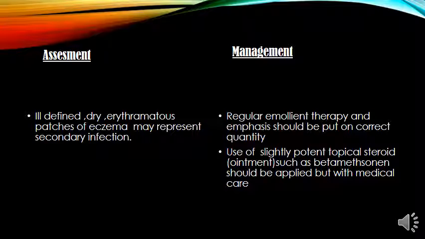And the next thing we would prescribe is a slightly more potent topical steroid other than hydrocortisone. Since the person is not getting treated with hydrocortisone, we would now suggest a more potent steroid than the previously prescribed one, which is betamethasone, and it should be applied with medical care, keeping in mind the side effects that this drug can cause. So this is all we have related to our drug.